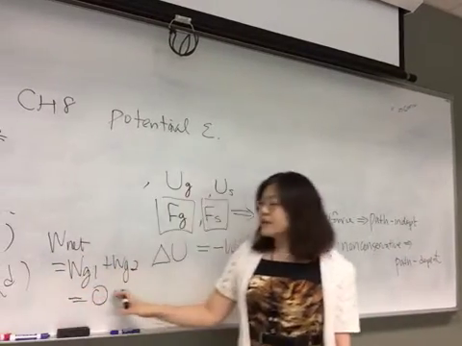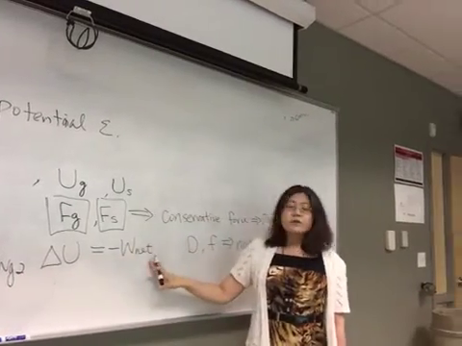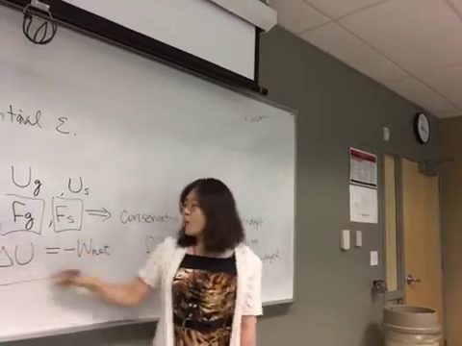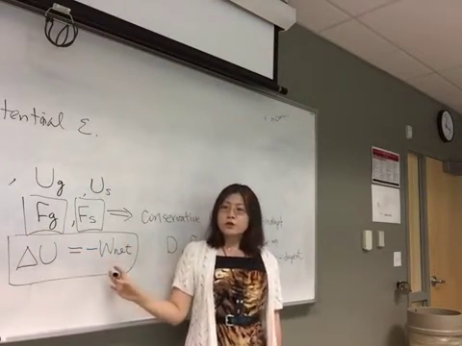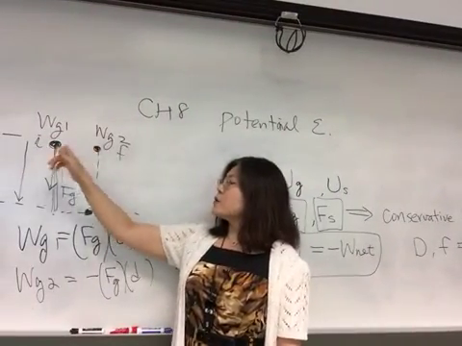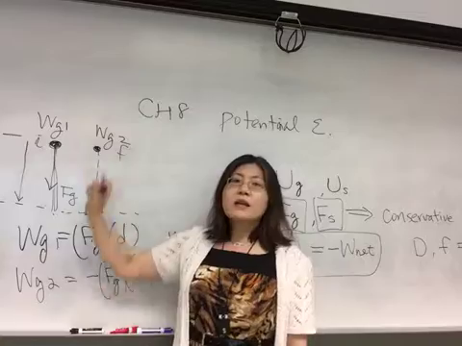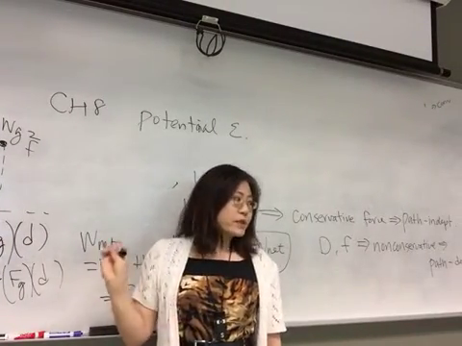Because the net work done by this gravitational force is 0. And then based on this equation, we know that when the net work done is 0, there's no change in gravitational potential energy. So the gravitational potential energy at this point, as opposed to the gravitational potential energy at that point, has to be the same. Any questions so far?